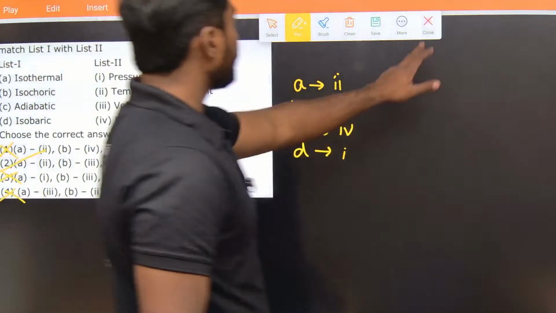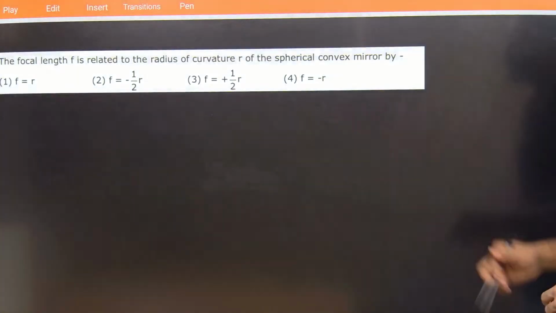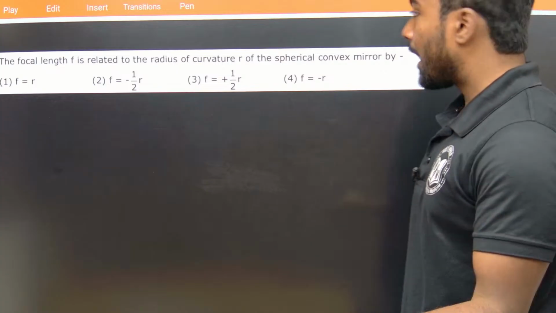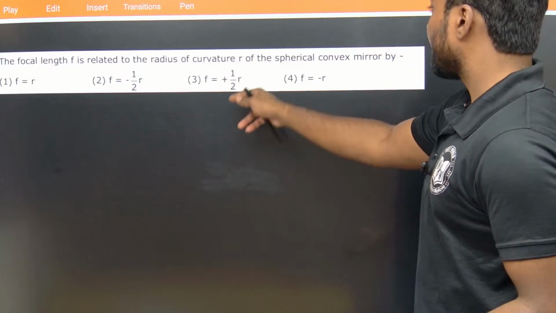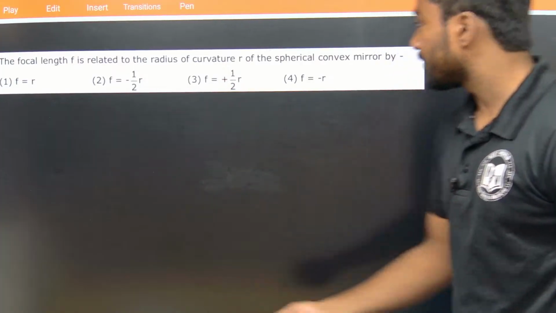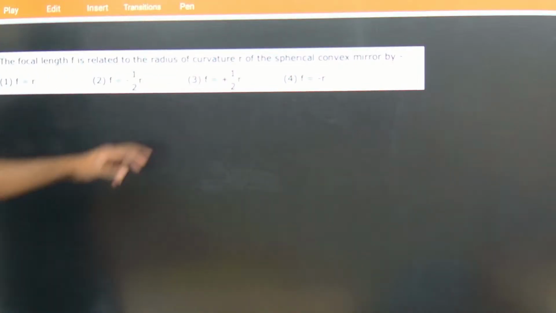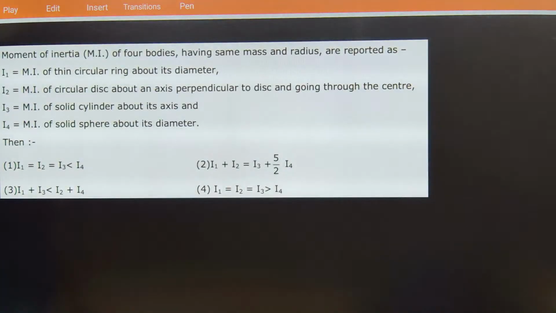So the next question is, the focal length f is related to the radius of curvature r of the spherical convex mirror by f is equal to r. No, like we know that f is equal to r by 2. No, yeah, f is equal to minus r by 2. No, it's not. f is equal to plus r by 2. Yes, option 3 is the answer. Directly we can say this question, like focal length is equal to radius of curvature by 2. That's it now. We'll see the next question.